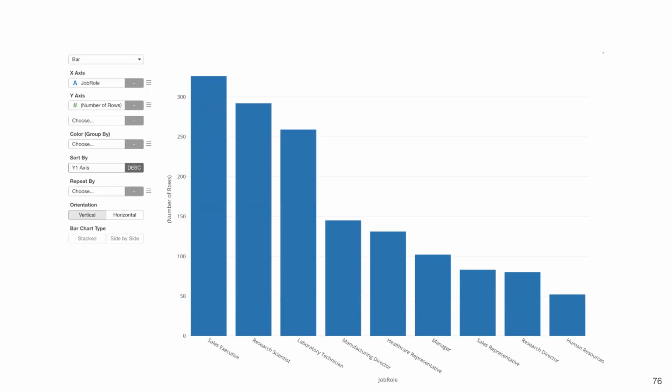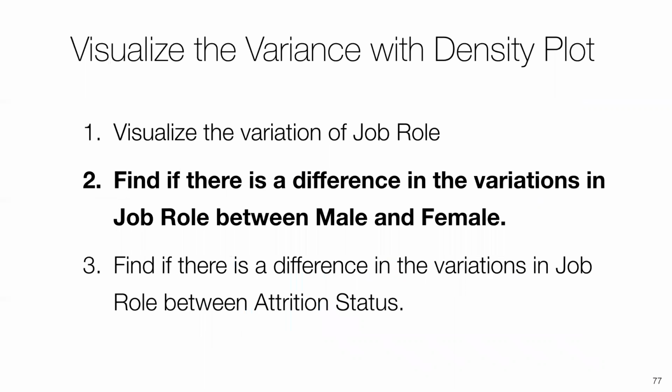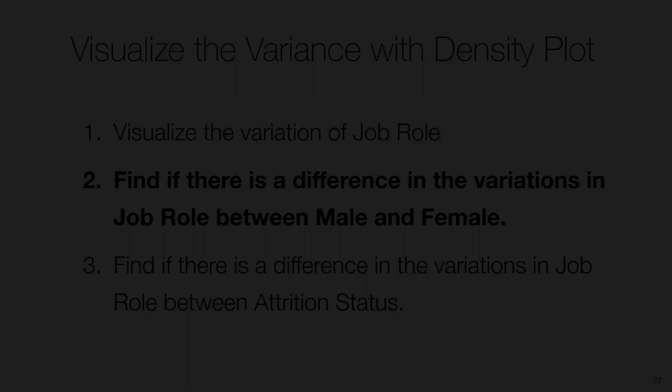By using a sort by, we can see that in this organization, we have more sales executives than the other job roles. And then we have very few human resource employees, which is at the right-hand side. So by using this bar chart, we can start seeing the kind of variation. And the same thing, we can also bring, let's say, male and female gender, or we can even bring attrition status or something.